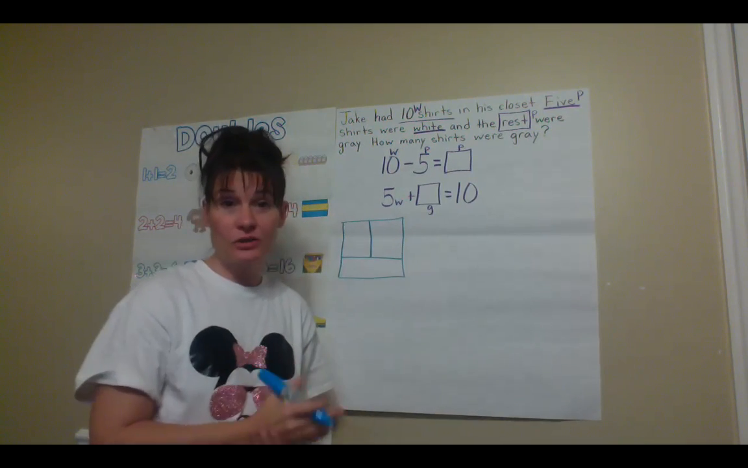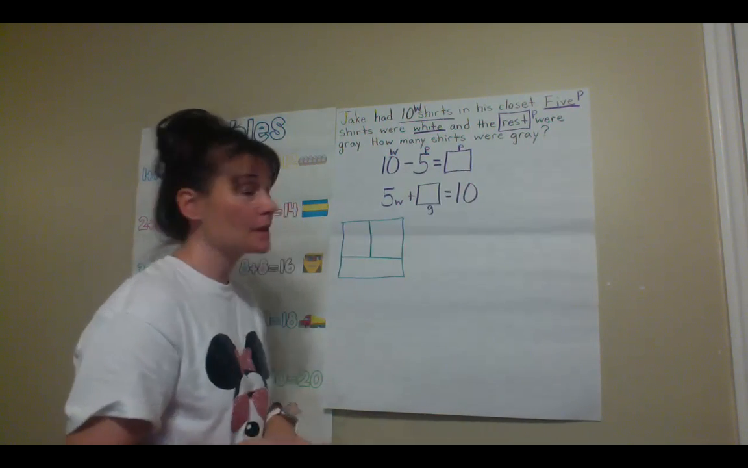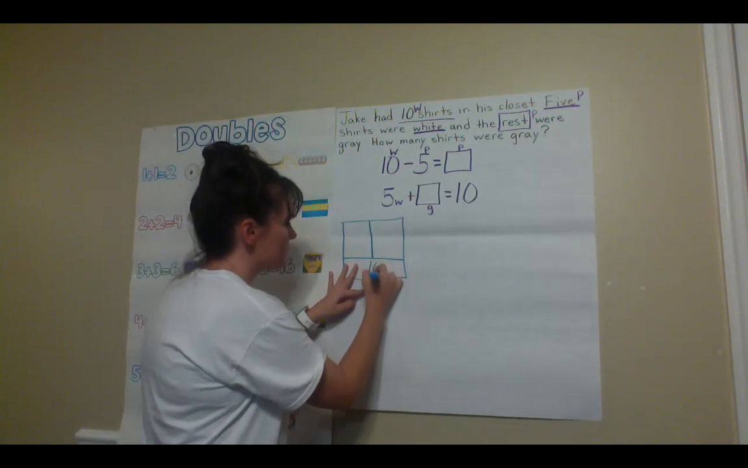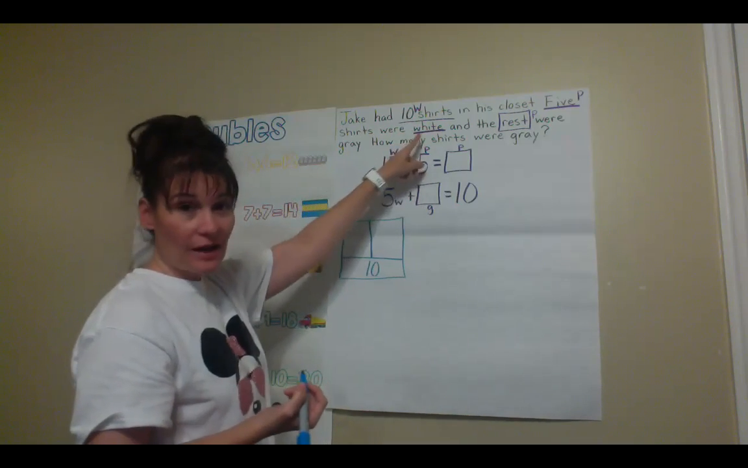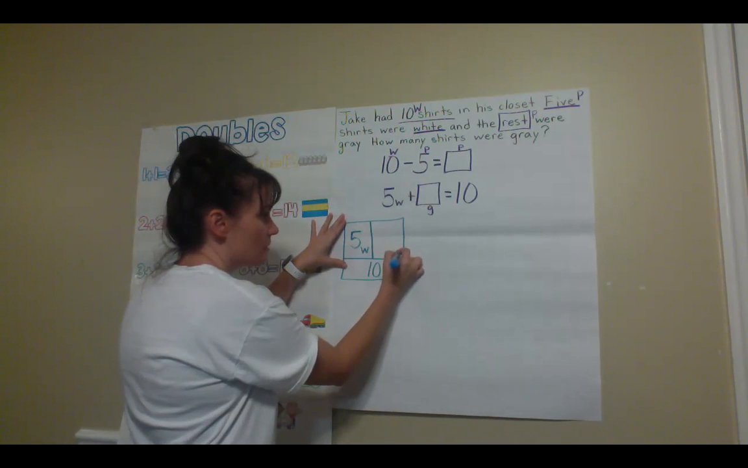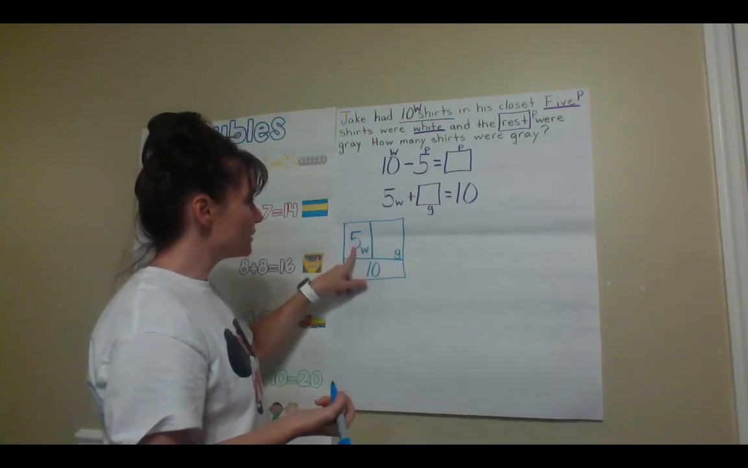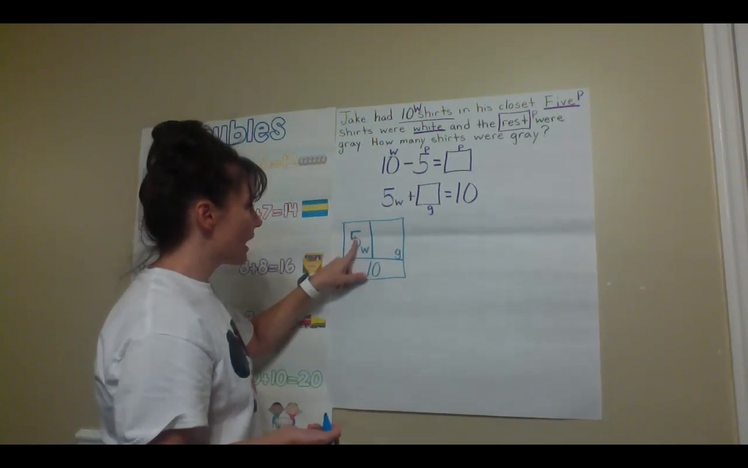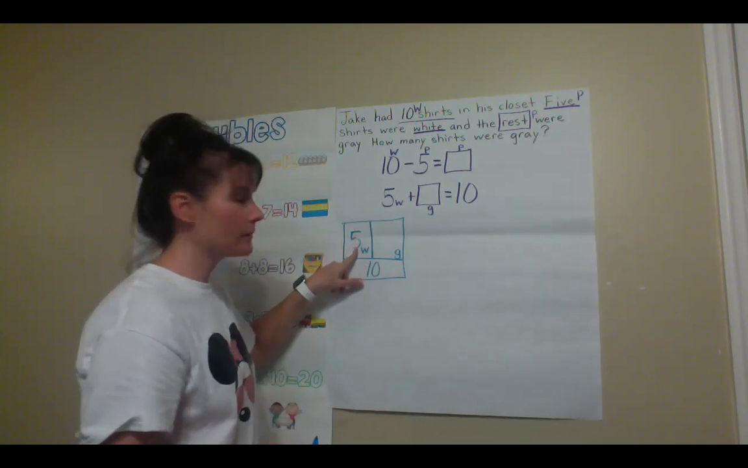That's a great model to use with these kinds of problems because there's a part that I don't know. I know that 10 was my whole, so I'm going to put it right down here. I know the part that I know is 5 because 5 were white. What I don't know is how many were gray. I know I can use my counting on strategy to help me solve that. I know I'm going to end with 10, but I'm starting with 5. So count on with me.